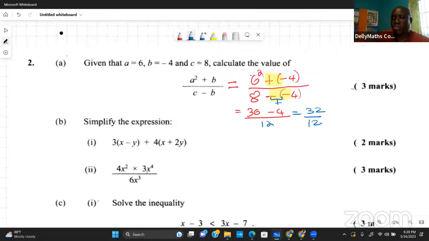32 over 12, you could break it down if you want. You could use 4, and you'll get about 8 over 3, and I'll leave it right there. All right, calculate, show the value of that. So it's 8 over 3. If you break it to decimal, you might get 2.66667.